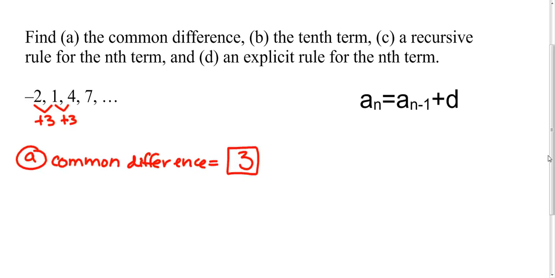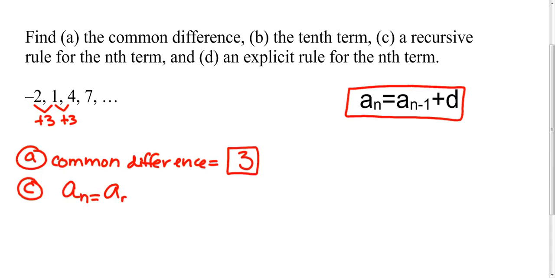The next thing it asks me to do is to find the 10th term, which I will actually do in a minute. And first of all, I'm going to do part C next, which is asking me to find a recursive formula. Here is your recursive formula right here. You're not going to plug any numbers in. All you need to do is say that a_n equals a_(n-1) plus your common difference, which is 3. Okay, so this is the recursive formula. And I will do part D next, which is explicit.